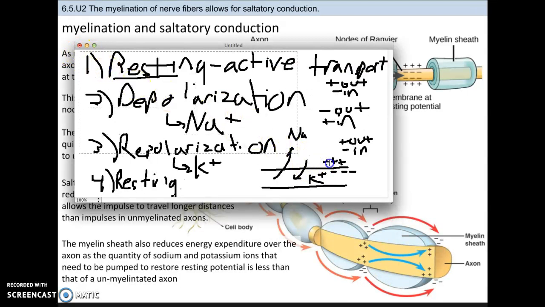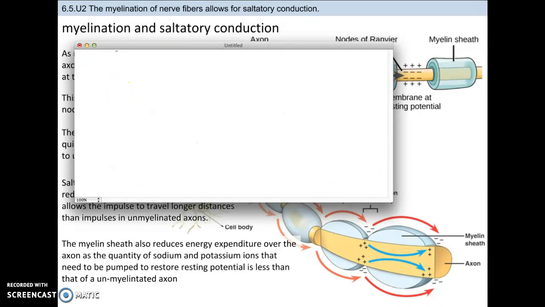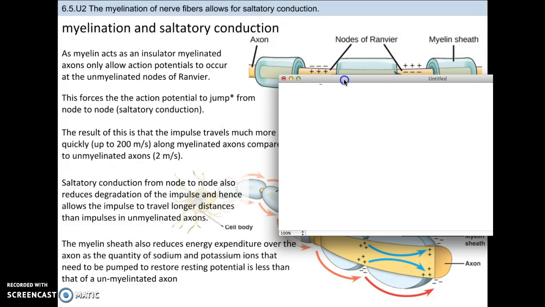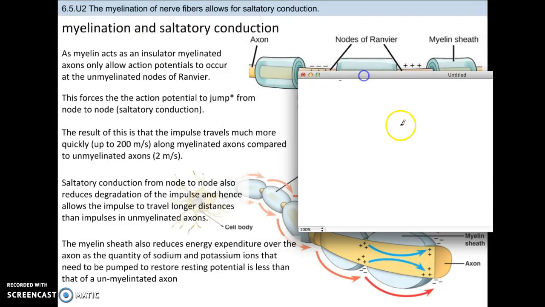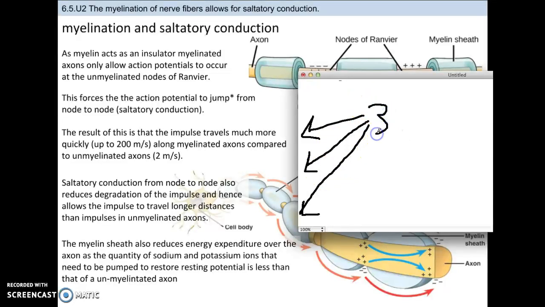Let me erase this. It will make it travel much faster, which is here. It reduces the energy necessary to have a signal passing, and it allows it to be a lot stronger. So, three reasons why myelination is pretty important for our nerve cells.